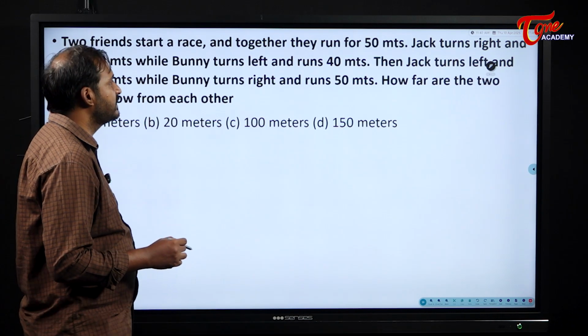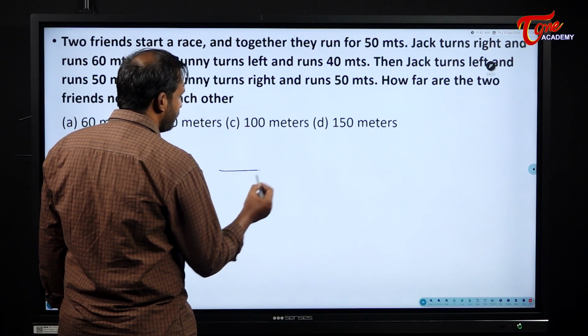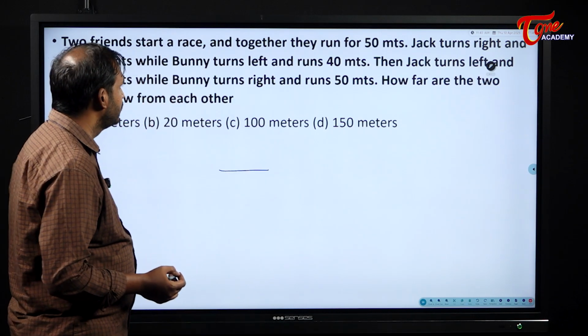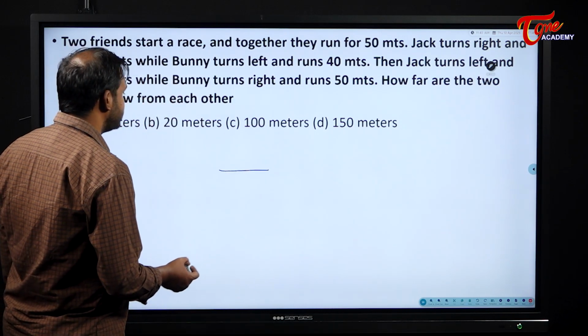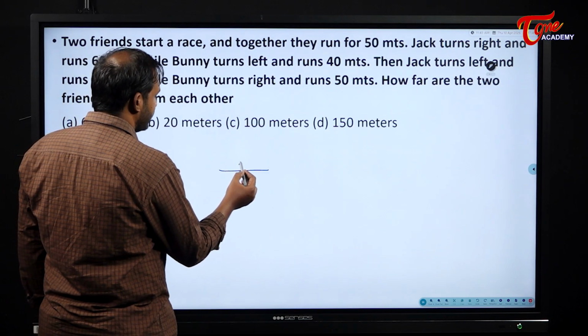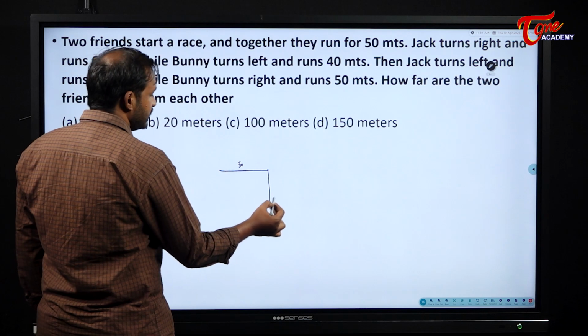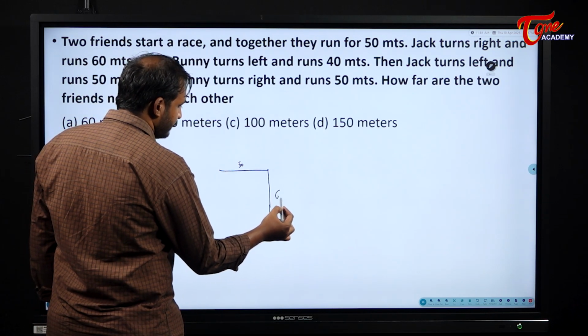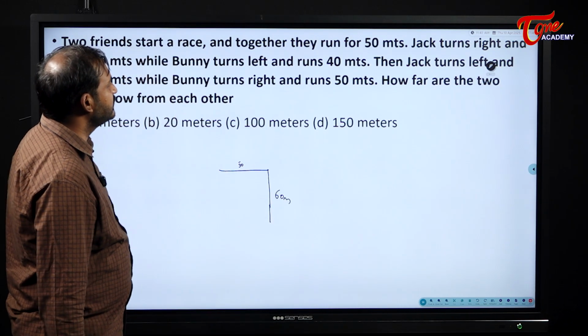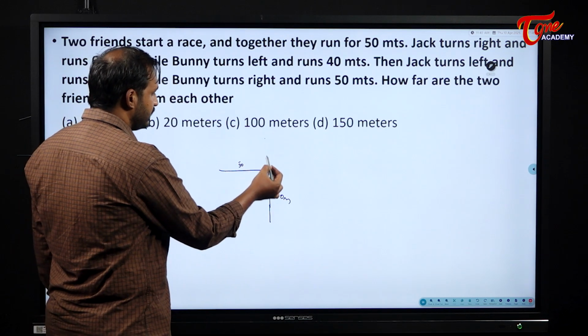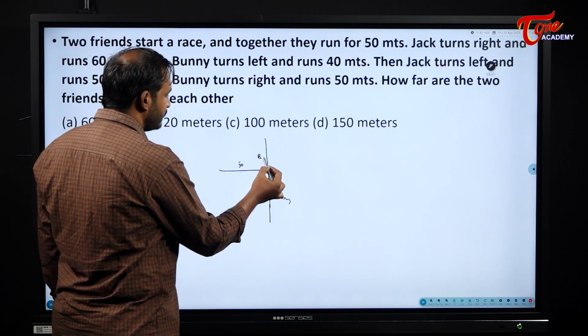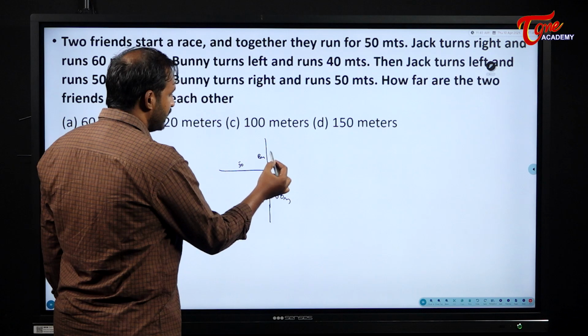So they run for 50 meters. Assume that this is the path. Okay. Now Jack turns right and runs 60 meters. Assume this is initial 50 meters. And it turned right means downward, and he run what distance? 60 meters. Okay. While Bunny turns left and runs 40 meters. That means he turns. This is the direction of Bunny and this is Jack. And he runs what distance?